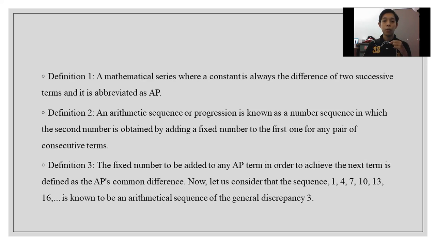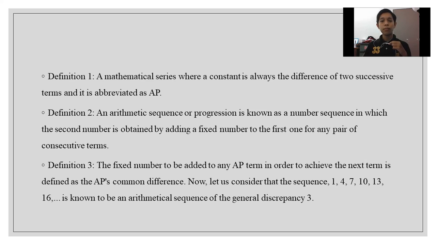Common difference in arithmetic progression. For a given sequence, the terms mentioned are the first term in this progression, the common difference between two terms, and the nth term. Assume A1, A2, A3 and so on is an AP, arithmetic progression. Then the common difference D can be interpreted as D equals A2 minus A1 equals A3 minus A2 and so on, where D is a common difference, which can be positive, negative, or zero.